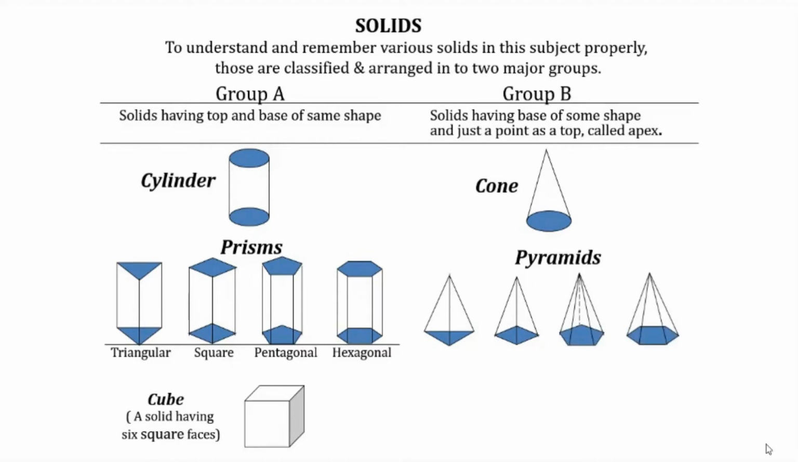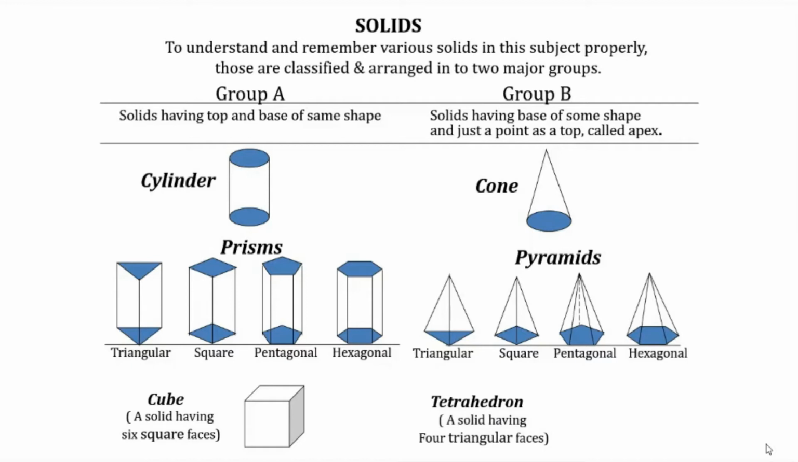In all these cases, the base is either a triangle or a square or a pentagon or a hexagon, and on the top part there will be only a single point. That particular point is known as the apex, and that apex will be only a point. So that is triangular pyramid, square pyramid, pentagonal pyramid, and hexagonal pyramid. And a special case of a pyramid is a triangular special pyramid, that is a tetrahedron.